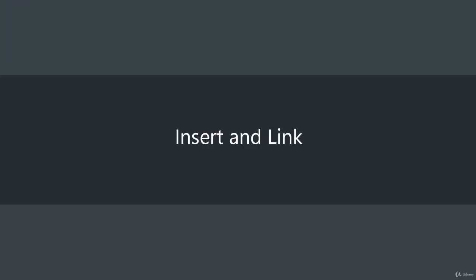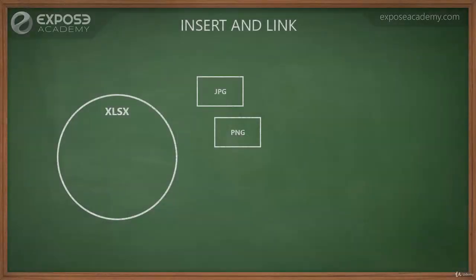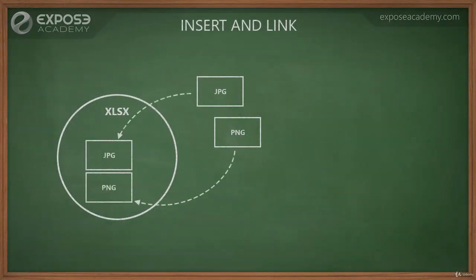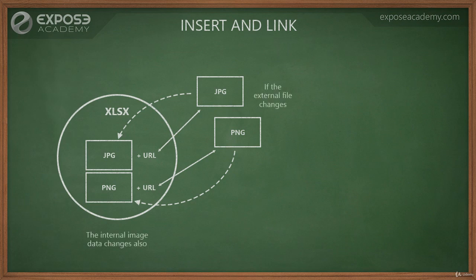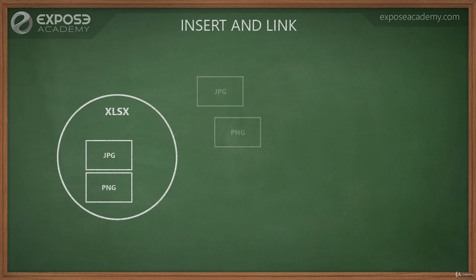The last method of importing image is insert and link. As the name suggests, this method is a combination of the two previous methods. So basically, it will save the image data inside an Excel file, just like insert, but at the same time keeps its relationship with the original image file, just like the link method. When there are changes to the original file, Excel will update the image automatically. And if the original image file is lost, or deleted, or not detected, Excel will switch to using the last version of the image data it has stored internally.